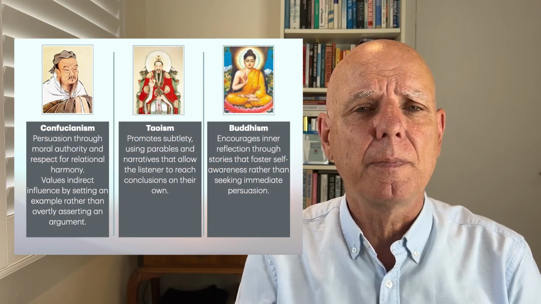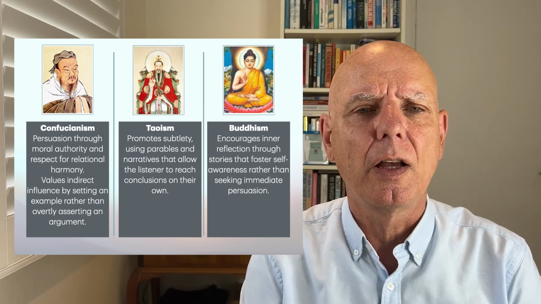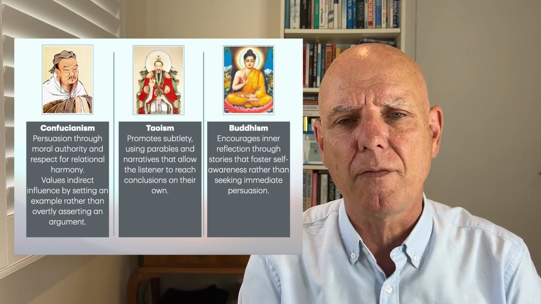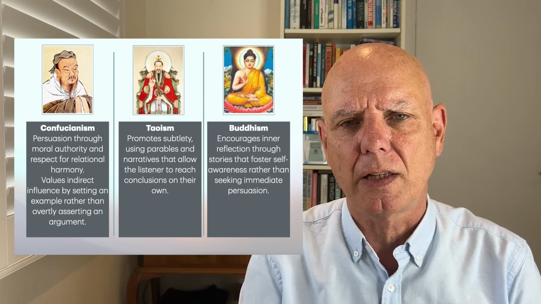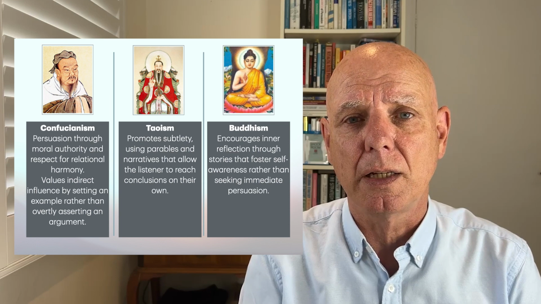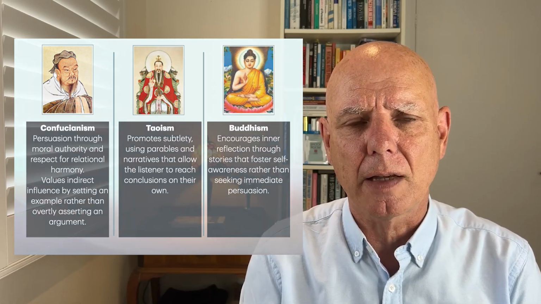In contrast, Eastern traditions, such as Confucianism, Taoism, and Buddhism, take a more holistic approach to persuasion. Here are some key differences. Confucianism emphasizes persuasion through moral authority and relational harmony, focusing on setting an example rather than directly changing opinions. Taoism, on the other hand, values subtlety and indirectness, often using parables and narratives to suggest ideas rather than stating them outright. Buddhism encourages persuasion as an inner journey, using storytelling to foster reflection and self-realization.